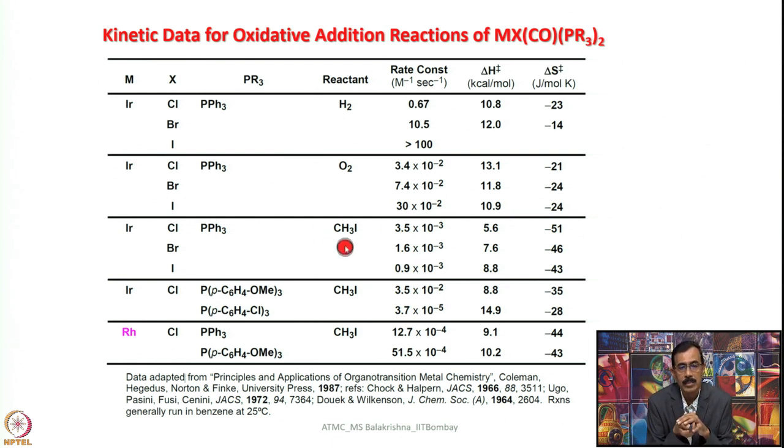When this CH3 comes as a carbocation and is added onto the iridium through the axial position targeting the dz square orbital, in that case what happens? Because iodine is relatively bulkier, it prevents the free access of dz square to the methyl cation. As a result, the rate readily decreases with increasing size of the anion. Otherwise, it is very interesting data we have.